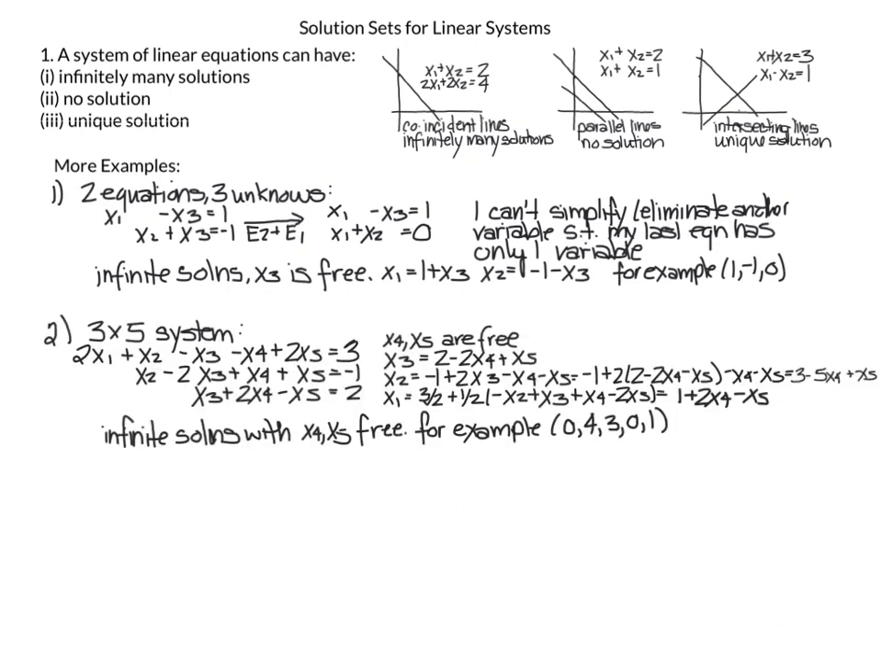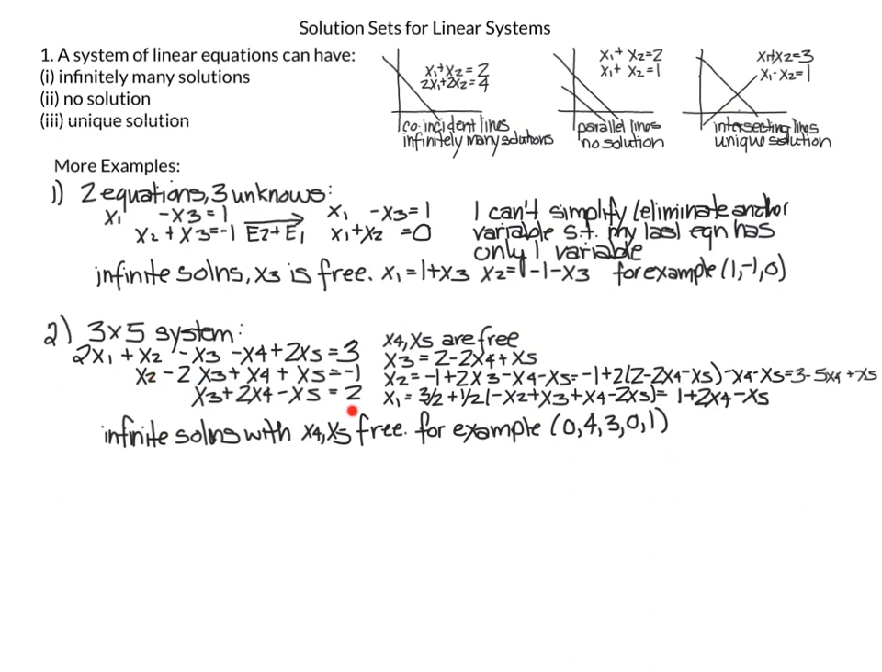My next example is 3 equations, 5 unknowns. So again, this is going to be more unknowns than equations. So I have 2x1 plus x2 minus x3 minus x4 plus 2x5 equals 3, 2x2 minus 2x3 plus x4 plus x5 equals minus 1, and x3 plus 2x4 minus x5 equals 2.